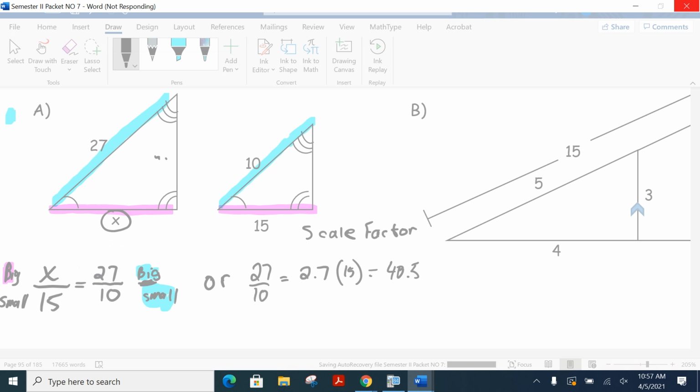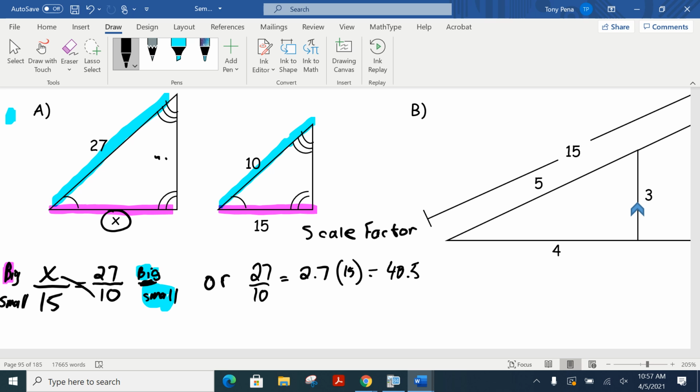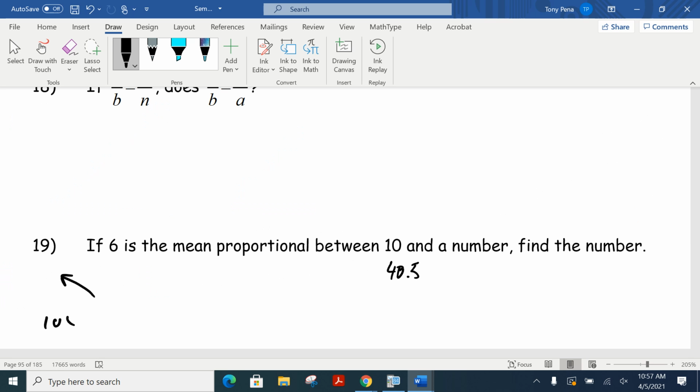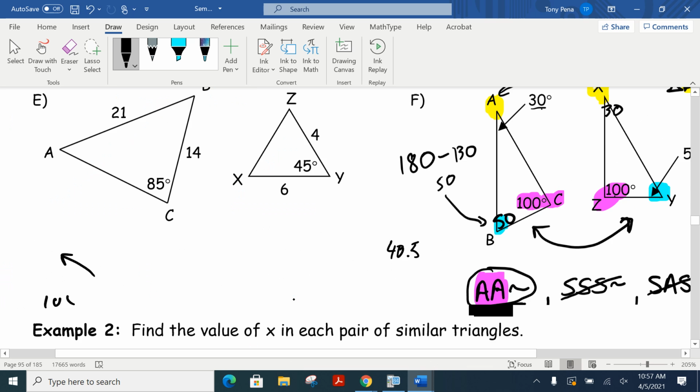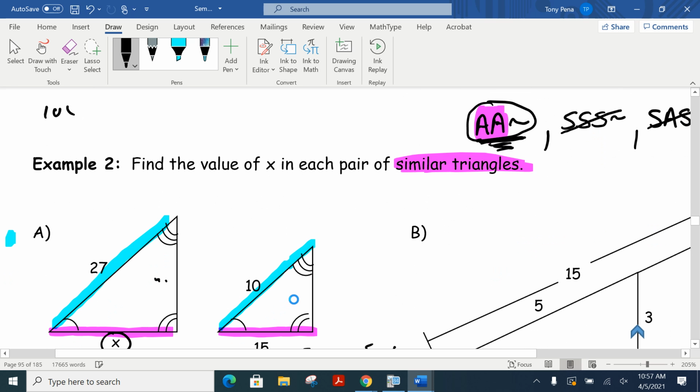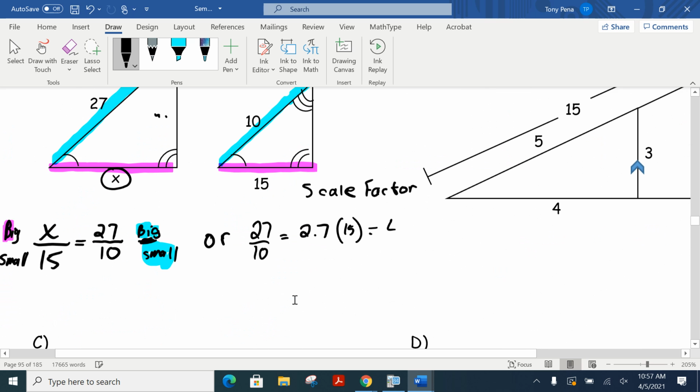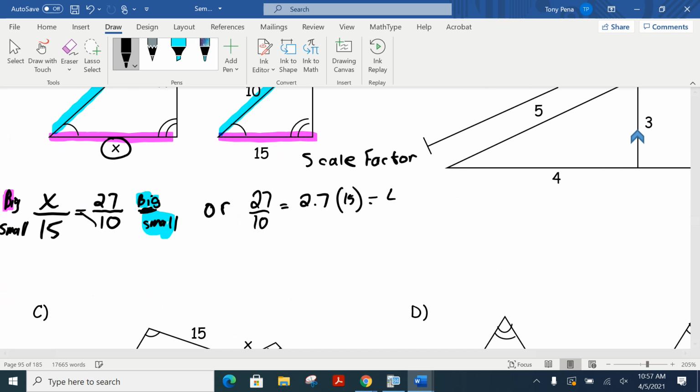We should be able to solve this. Looking at the homework, we all know how to solve a proportion. Crisscross, multiply, and then solve that equation. So 10x would equal 405. Divide by 10, and notice how we get the same exact thing.